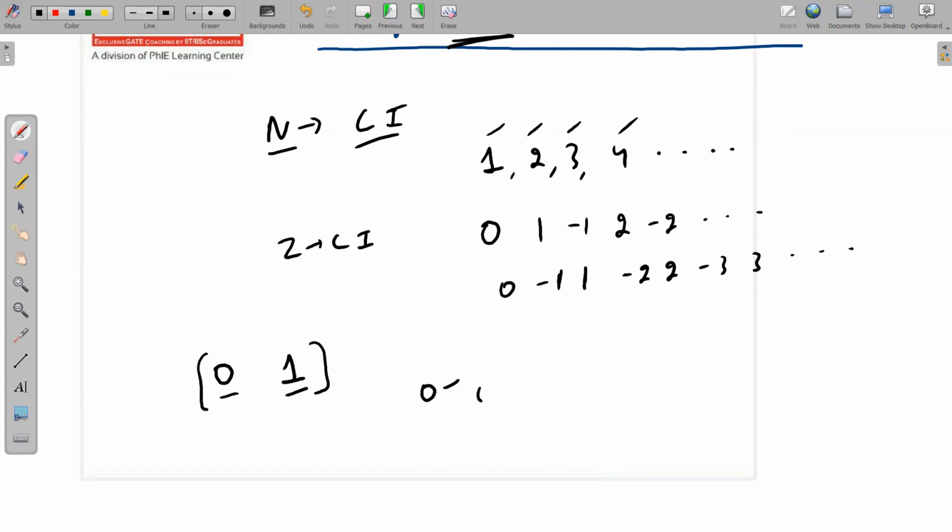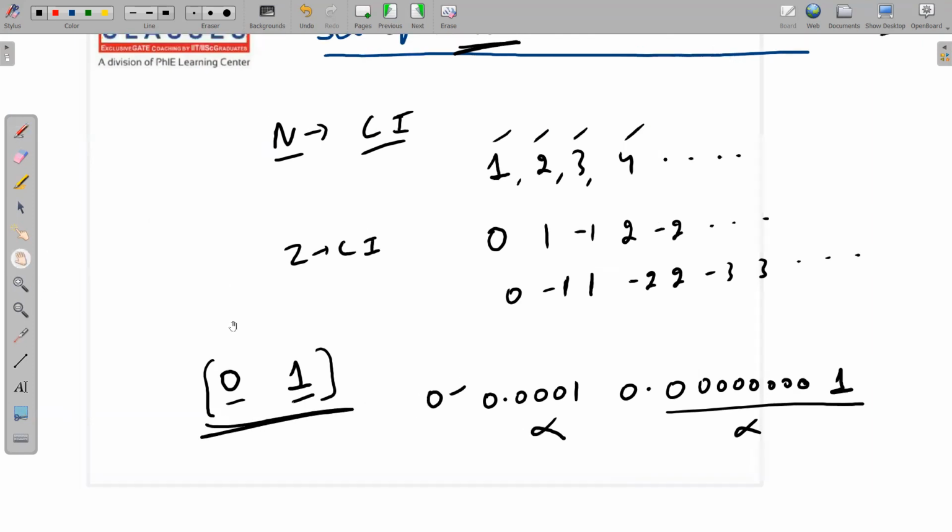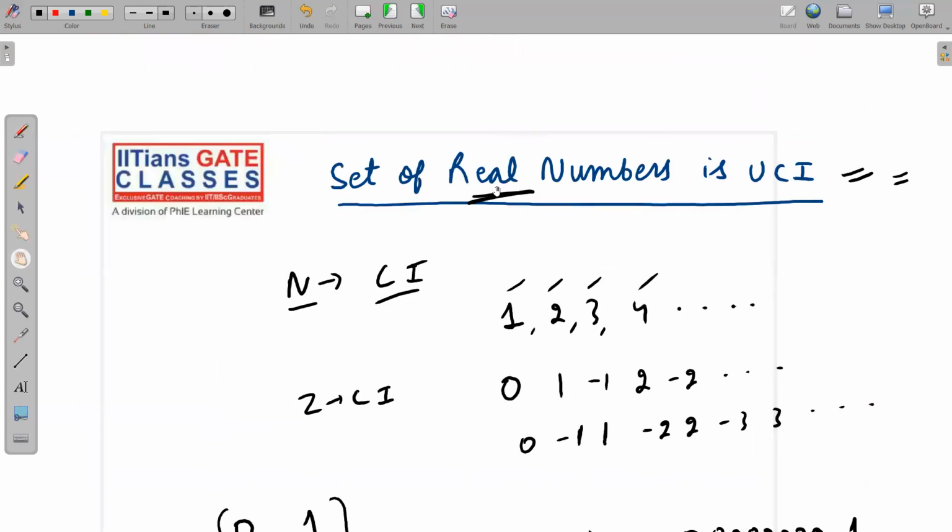You will say 0.0001. I will say no. Actual second real number should be 0.00000001. I will say no. You will give me a smaller number than this. You may give another smaller number than this, and so on. So I'm not able to recognize which is my second real number, which is my third real number between 0 and 1 only. So what about this big giant set of real numbers?